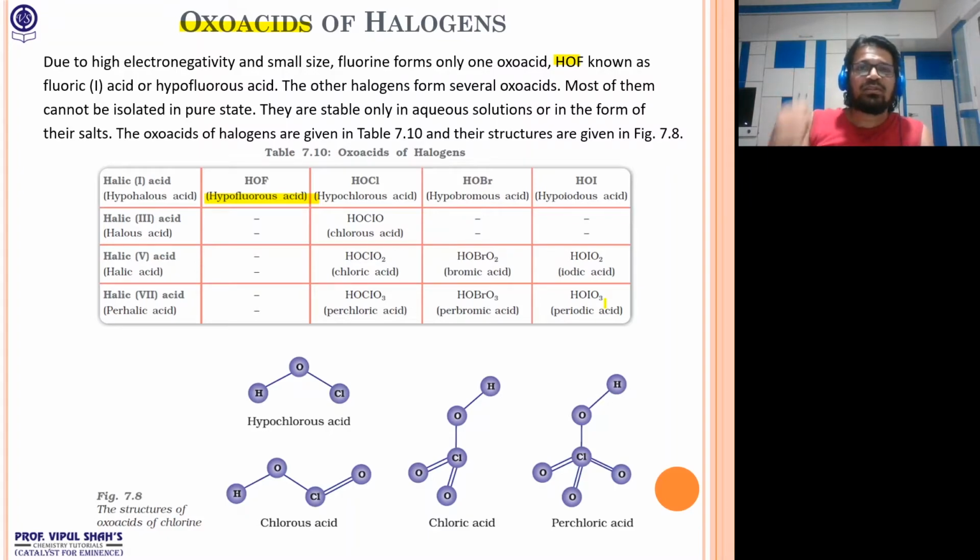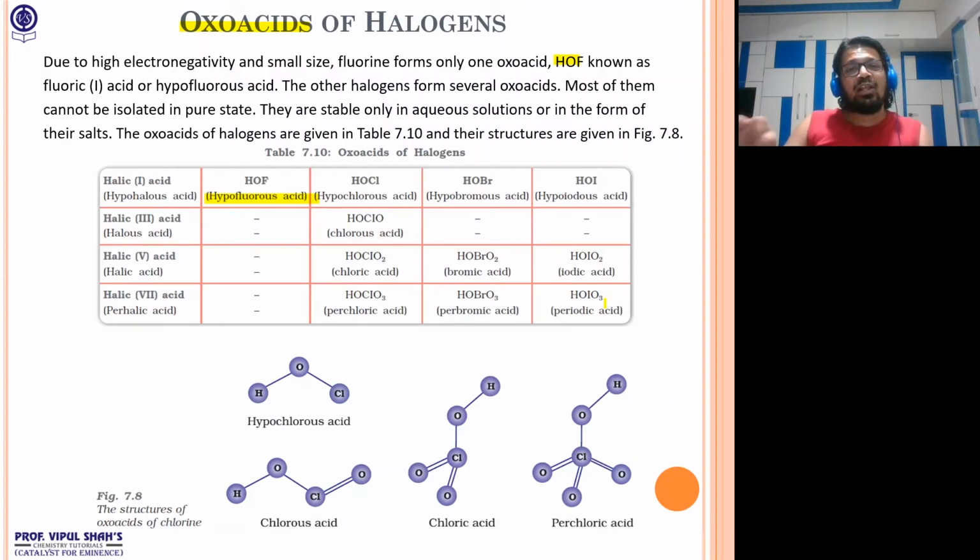Third, chloric acid, HClO3. Cl is +5. How do you write it? H single bond O, single bond Cl, and on Cl a double bond O and another double bond O. That means Cl will have 2 double bond O. So first, HOCl has no double bond: H dash O dash Cl. HClO2: H dash O dash Cl double bond O. HClO3: H dash O dash Cl, a double bond O and again a double bond O, so 2 double bond O with Cl.